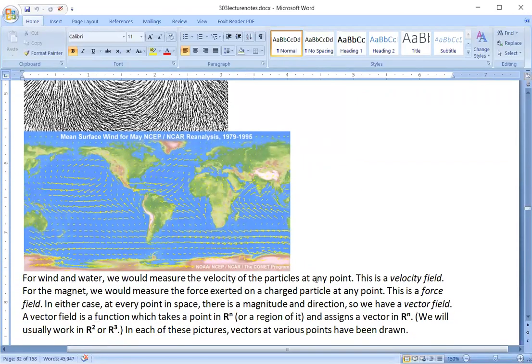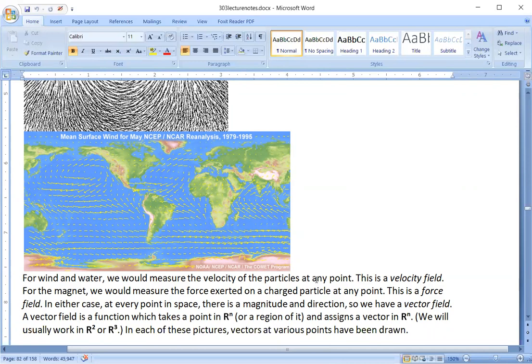So, what are we talking about mathematically here? For wind and water, what you want to do is measure the velocity of a particle at any point. So that gives you what's called a velocity field. So with the magnet, you can measure the force exerted on a charged particle at any point, and that we call a force field. And either way, at every point in space, there's a magnitude and a direction. So what you have is a vector field.